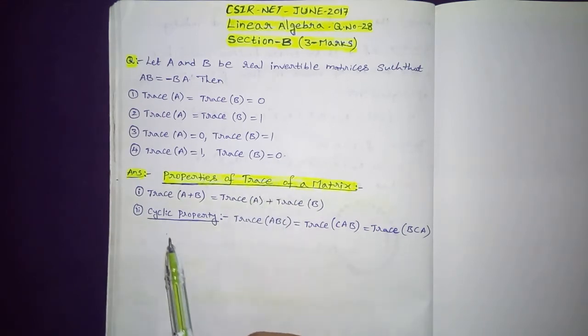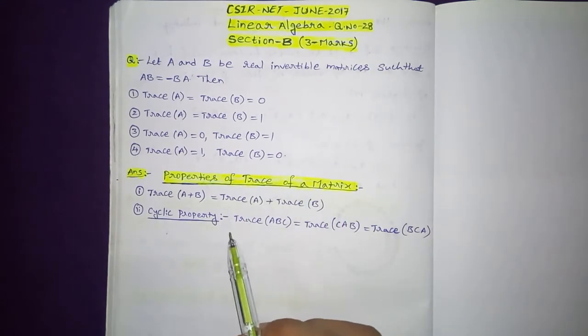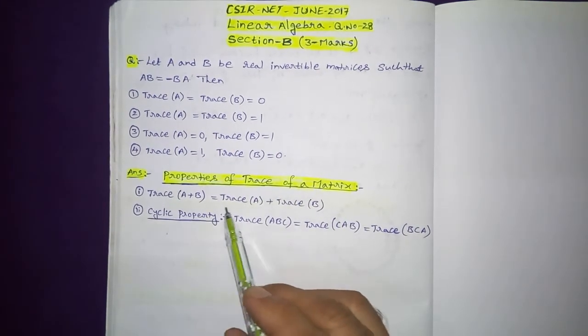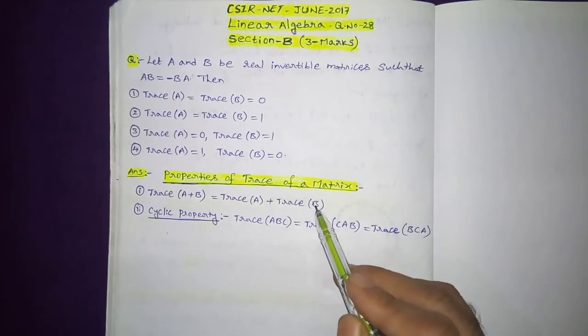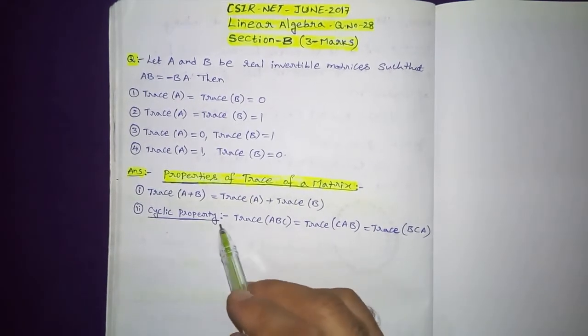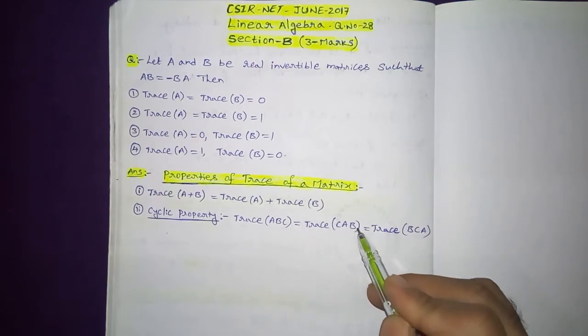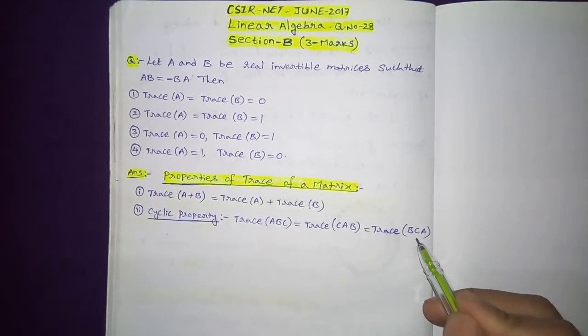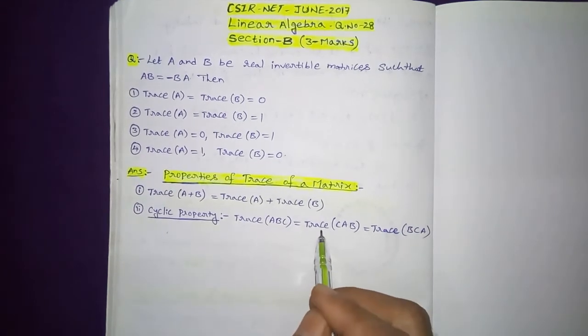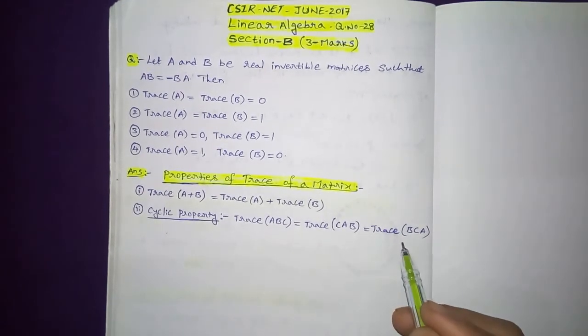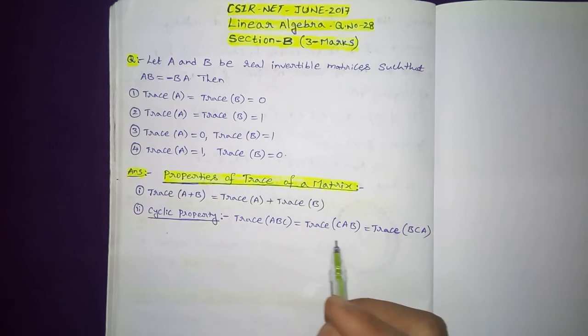Okay, this is a problem about trace of a matrix. So recall properties of trace of a matrix. First property is trace of A plus B is equal to trace of A plus trace of B. And second property is the cyclic property, that is for multiplication, trace of ABC is equal to trace of CAB is equal to trace of BCA. Here in the multiplication, cyclic permutation is allowed. Random permutation is not allowed.